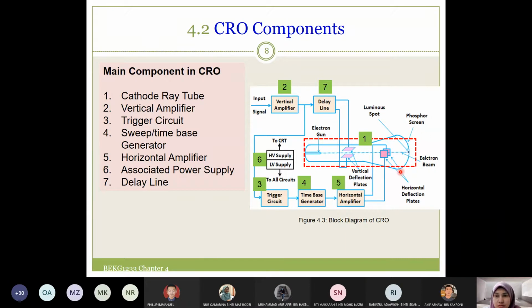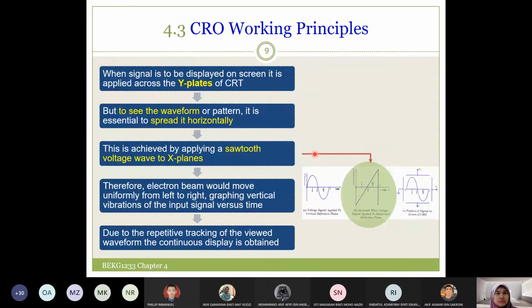Phosphor screen. The electron beam will move in this cathode ray tube. Horizontal deflection plates: there are 2 plates for horizontal deflection and 2 plates for vertical deflection. Electron gun here. This is the working principle of CRO.